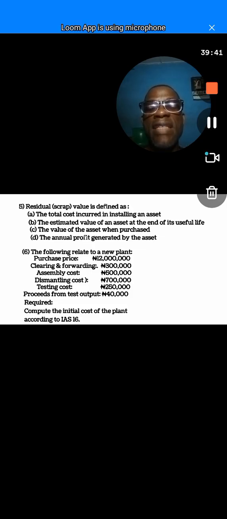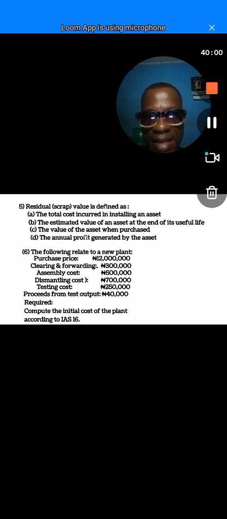Another one is assembly cost, which is to be added. Then a dismantling cost, which is to be provided for as a provision, is also to be added. The testing cost is going to be added, but there is something you will do in this testing cost.